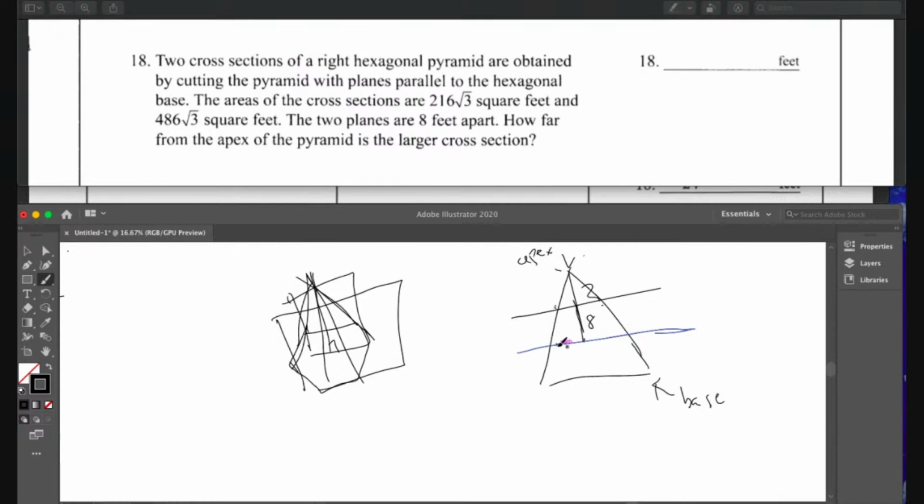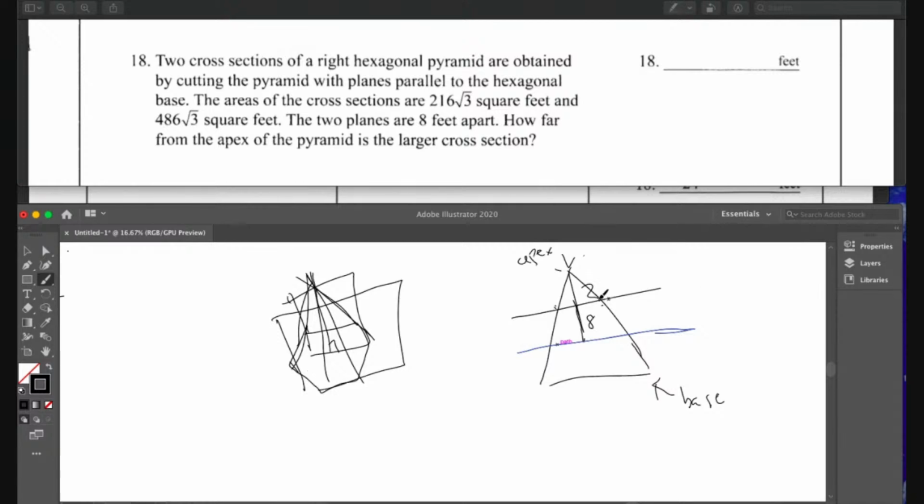Obviously with the areas of these two hexagons, that's not very useful, right? Because we're trying to find lengths. But you can just convert that into a ratio of the lengths of the hexagons, right? Because all of these hexagons are going to be similar, because they're all on the same pyramid. If you take the cross sections of a pyramid, you're going to get similar figures to the base, so they're all going to be similar.